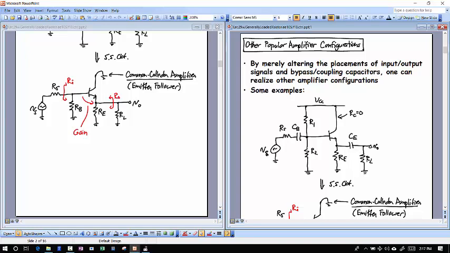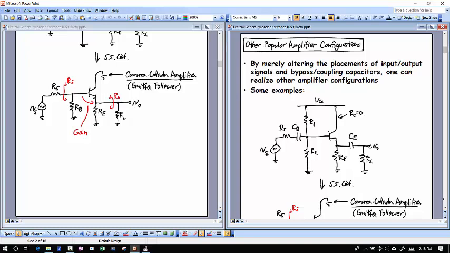Okay? So everyone see that all I'm doing is switching the positions of my CEs and CBs and CCs. I don't even have a CC in this case because I've brought my collector to the VCC, which is a small signal ground. And so if I short these capacitors, I get this circuit down here, which is a very different circuit from what we've been looking at because the output is at the emitter now.